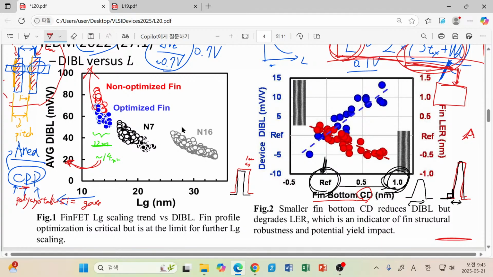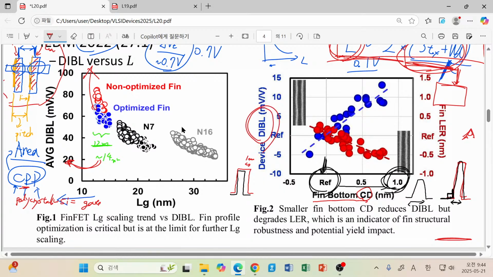So then please try to think about what will happen to these two cases. Black case and red case. Black case, we have very thin silicon, and red case, we have a little bit thicker silicon. So in terms of DIBL, which one is beneficial? Which one has an advantage? Of course, as I told you again and again, a thin structure is much better for DIBL controllability. So please have a look at these blue dots here.